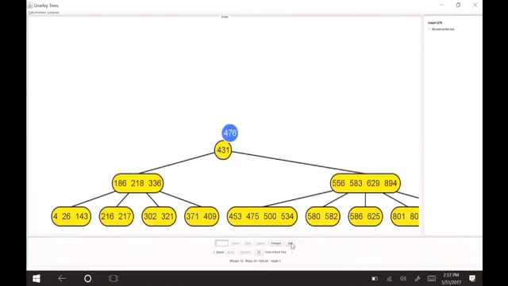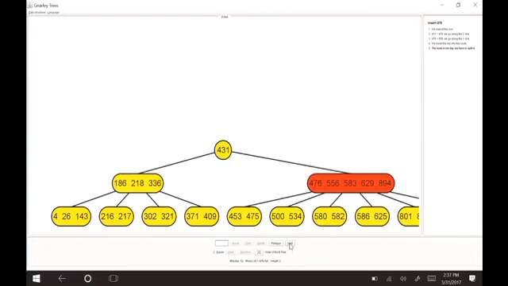Insert. Dun, dun, dun. I should have music that goes along with this. So look at this. 476's journey is interesting, right? Because it came down and then it gets thrown up. But, uh-oh, now what? All we know is that a new key has come to play in a node for which there is no room. The algorithm says split and throw up.